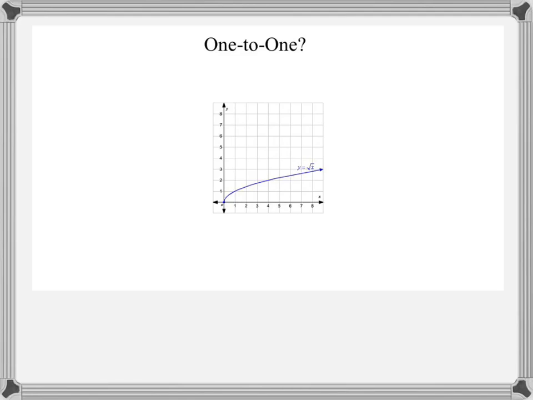Here we have the square root function. If we draw a horizontal line, it's never going to cross it more than once. So this is also another one-to-one function.